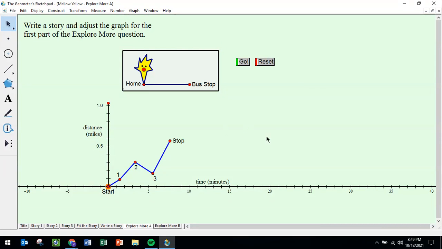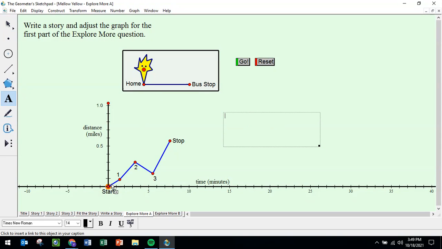Let's go ahead and write a story. Can I write a story? I don't know if I can write a story. Oh, here we go. I can write a story. So, Mellow Yellow starts off by walking a quarter mile. Mellow Yellow walks for about a minute and a half, right? Walks a minute and a half.